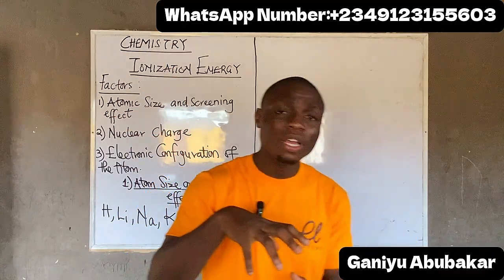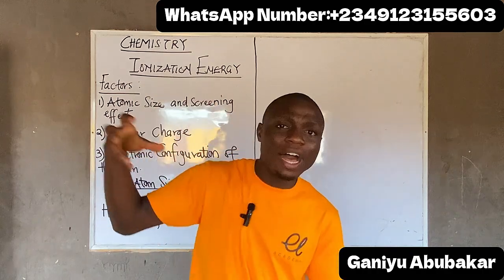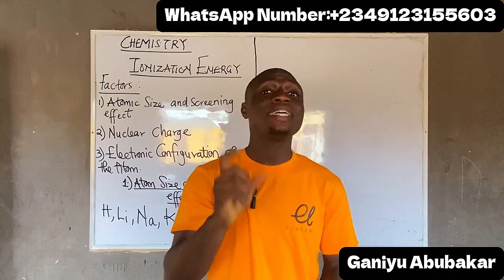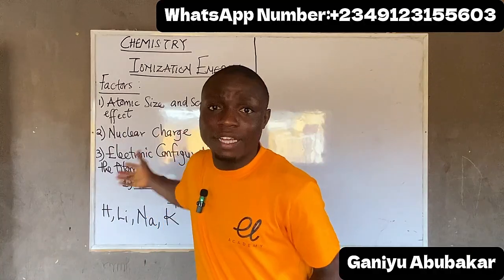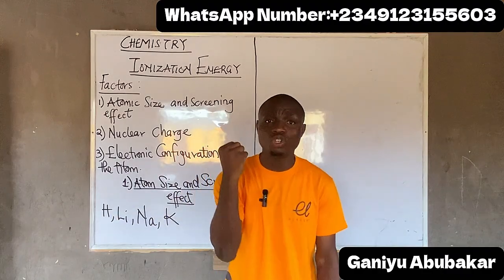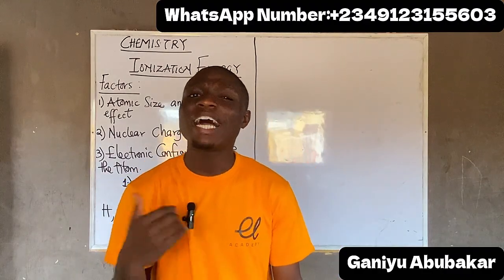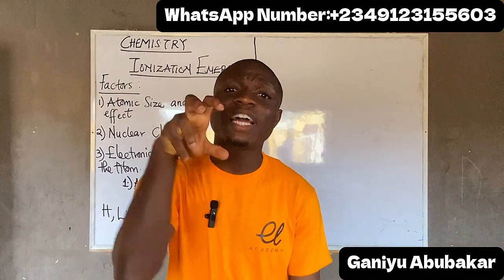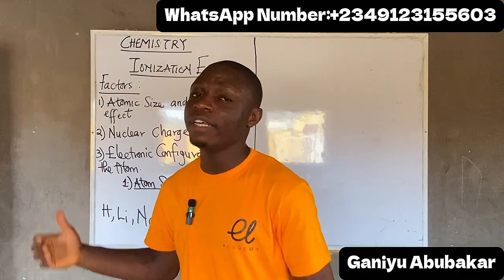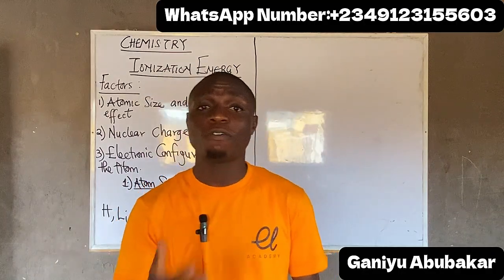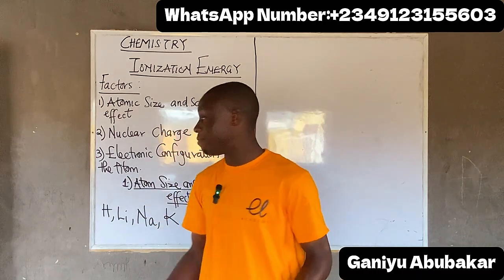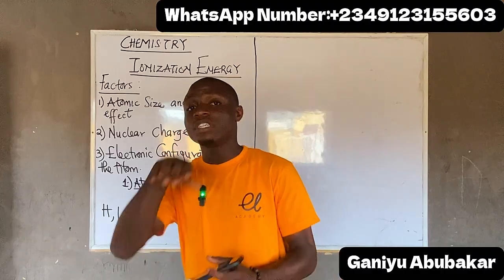And here's the thing: the more it keeps increasing, the farther the electron is from the nucleus, so it favors IE to come and play its role. If your electron is closer to the nucleus, IE cannot easily remove an electron. But if the electrons are far from the nucleus, it is easy for IE to remove an electron from that atom. That's the concept, please. That's how IE is affected by atomic size and screening effect.